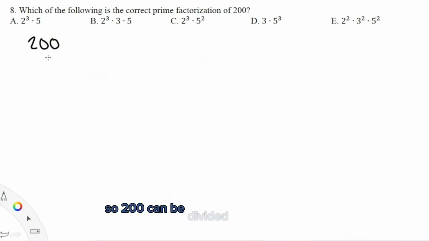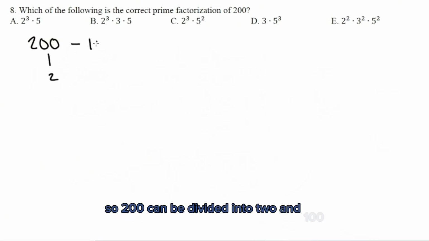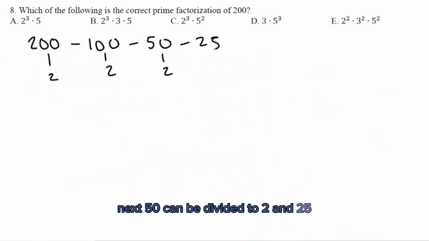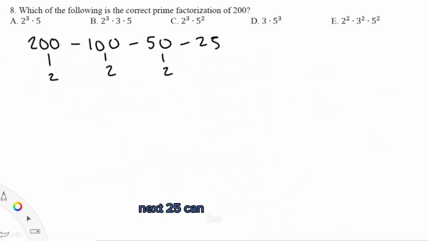So 200 can be divided into 2 and 100. 100 can be divided into 2 and 50. Next, 50 can be divided into 2 and 25. Next, 25 can be divided into 5 and 5.